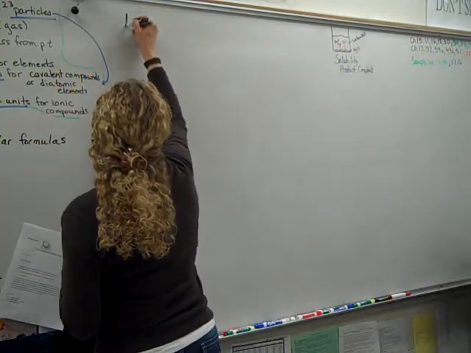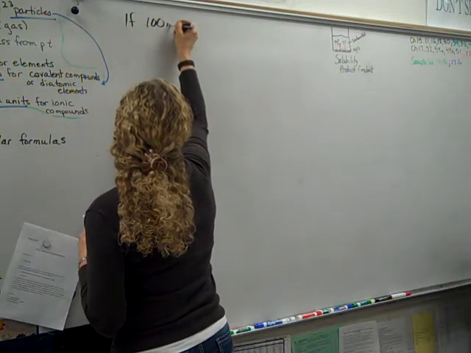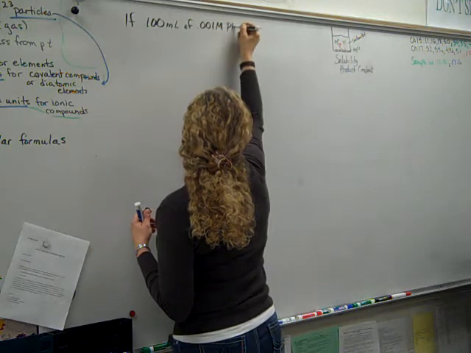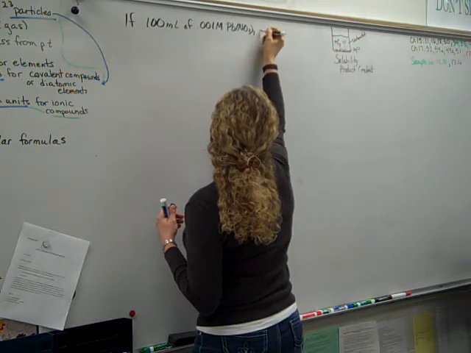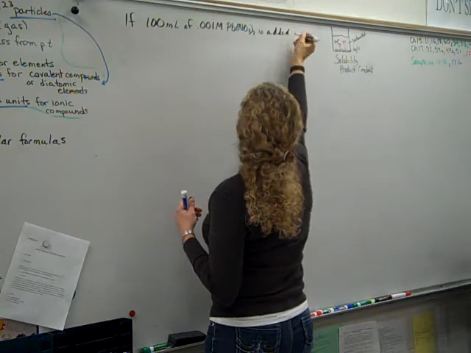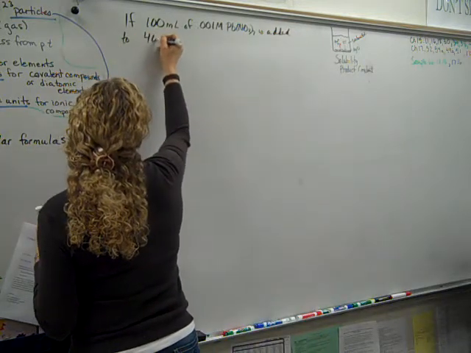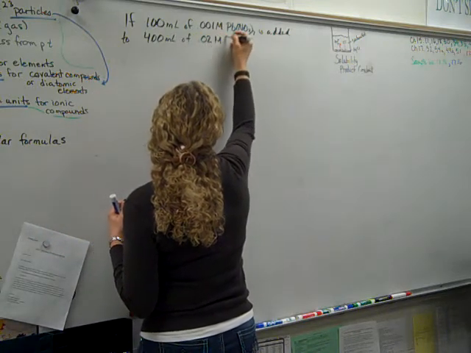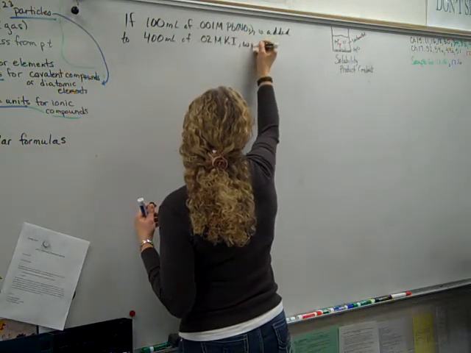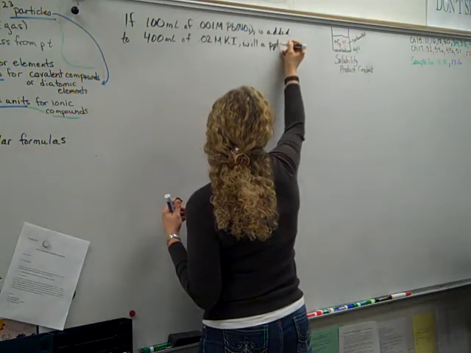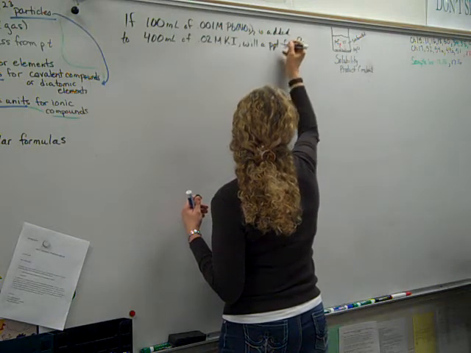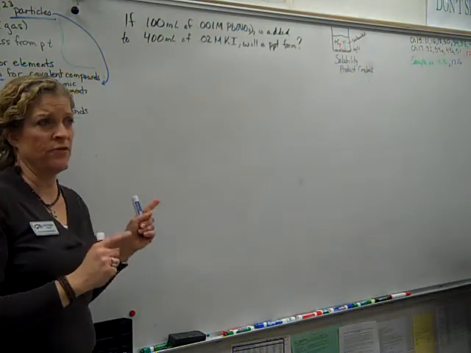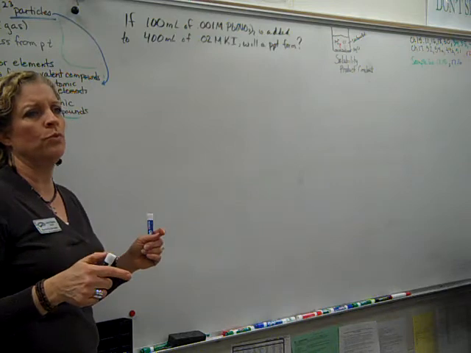If 100 milliliters of 0.001 molar lead nitrate is added to 400 milliliters of 0.02 molar potassium iodide, will a precipitate form? So, if a precipitate forms, can you tell me what your precipitate will be?